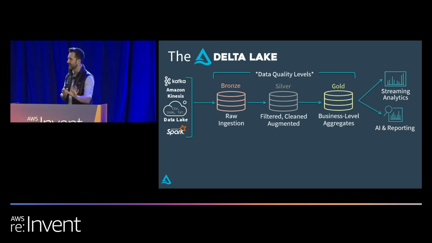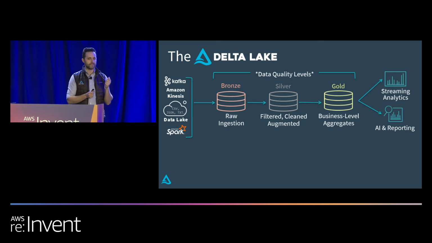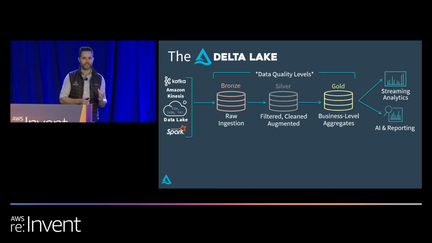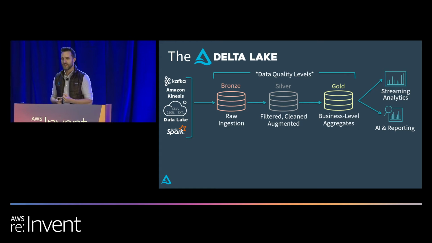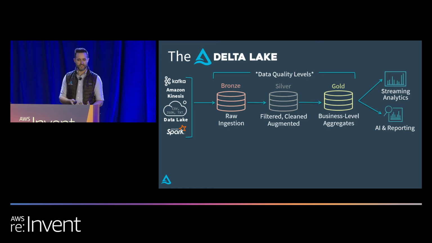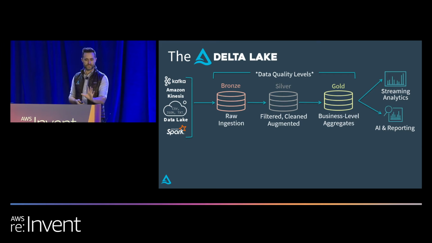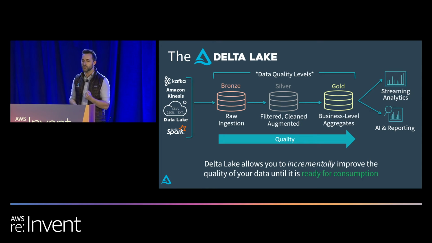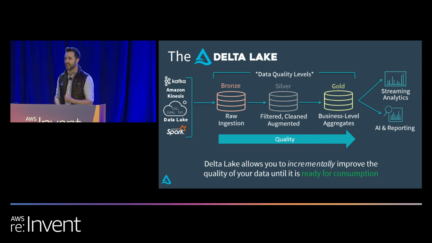But now I want to simplify this picture a little bit and talk about something that I've seen emerge. Once people stop thinking about these systems problems and start thinking about their data quality, they start to develop this new vocabulary. And you come up with these data quality levels. The important thing here is your data is going to start out as garbage, but what Delta is going to do is give you the tools to incrementally improve the quality of that data until it's actually ready for consumption.